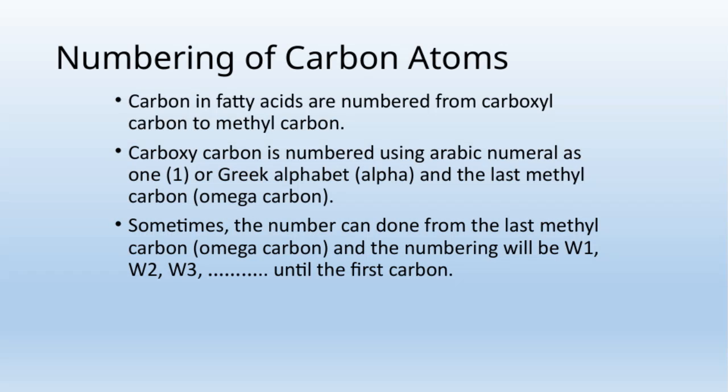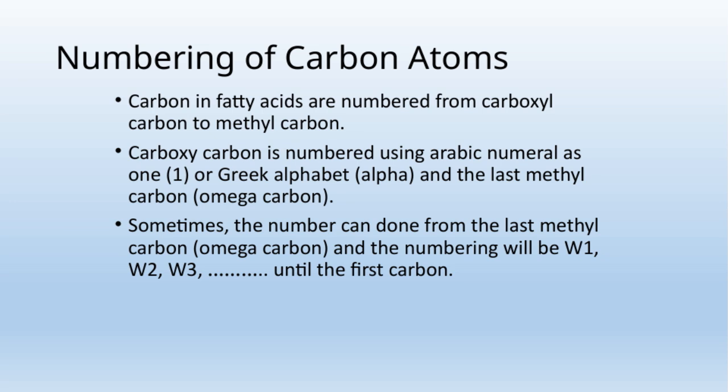Let's talk about how carbon in fatty acids is numbered. The numbering starts from the carboxyl carbon, which is the very first carbon in the chain. We can label this carbon as either one, using an Arabic numeral, or as alpha, which is a Greek letter. From there, we proceed along the chain toward the methyl end, which is the last carbon, known as the omega carbon. Sometimes, instead of numbering from the carboxyl end, we can do the reverse and start from the methyl end. In that case, the carbons are numbered as ω1, ω2, ω3, and so on, all the way toward the carboxyl group.